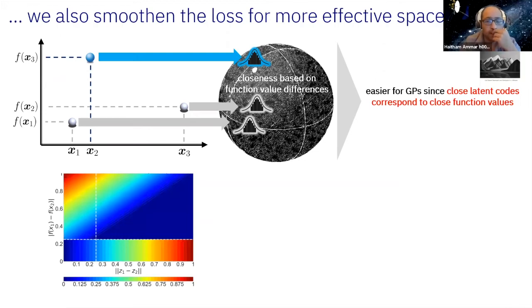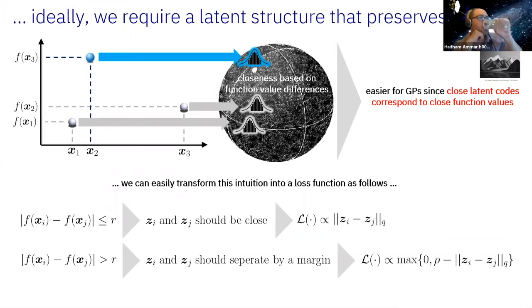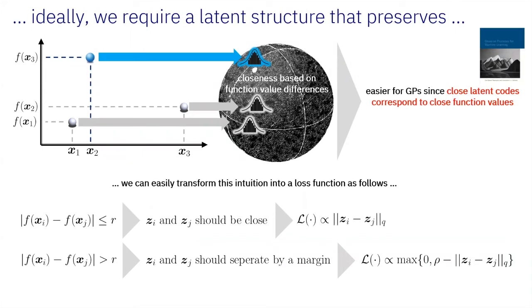A question here. By distance between, what measure of distance do you use for the latent space?